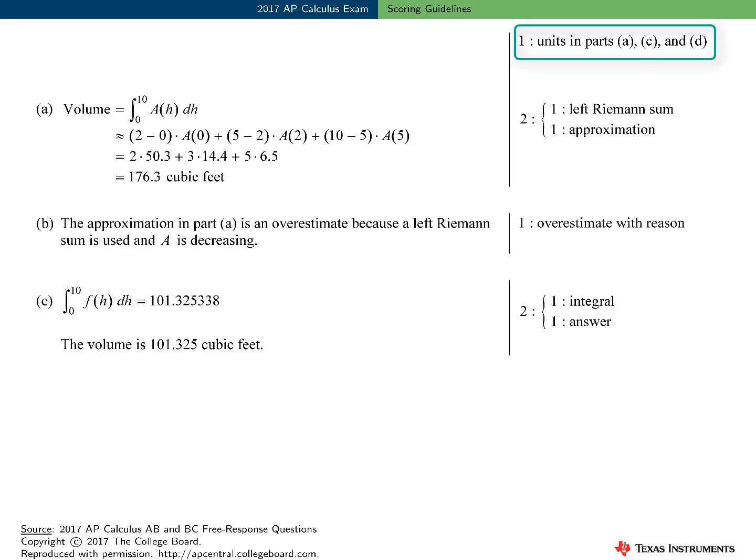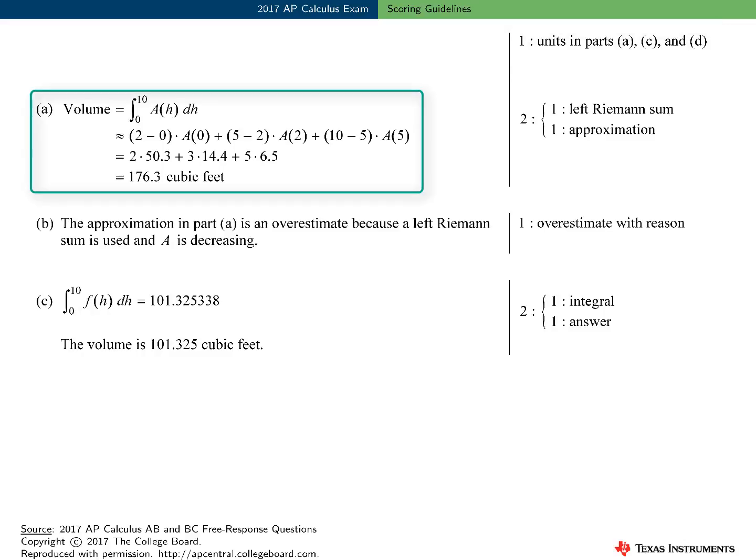In this problem, there was a global units point, so a student was awarded 1 point for using the correct units in parts A, C, and D. Part A was worth 2 points, and to solve this problem, we used the general form of a left Riemann sum applied to the table and the given subintervals. Here we have 3 subintervals, and we take the height of each rectangle to be the value of A at the left-hand endpoint of each subinterval. Read the appropriate values of A from the table, and remember that final numerical answers do not need to be simplified.